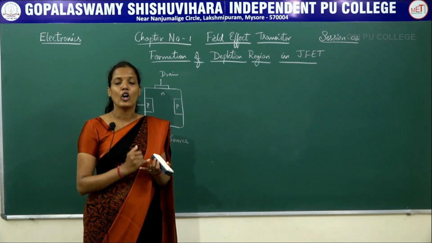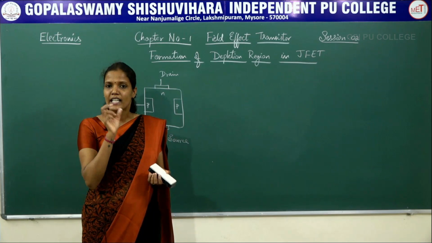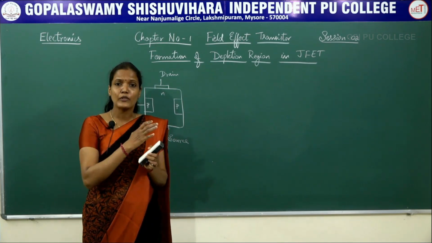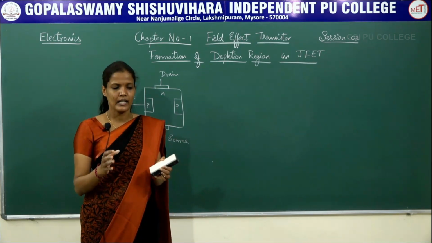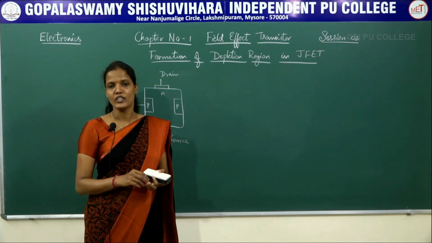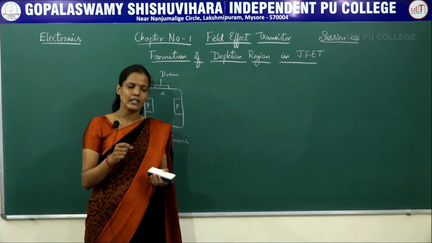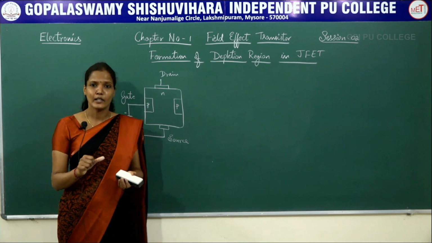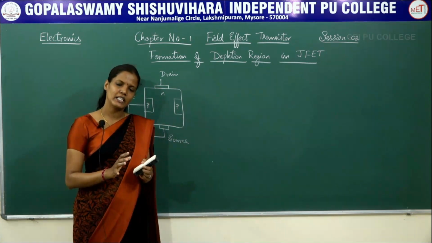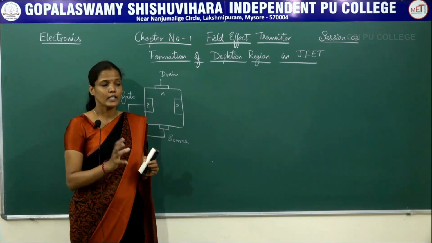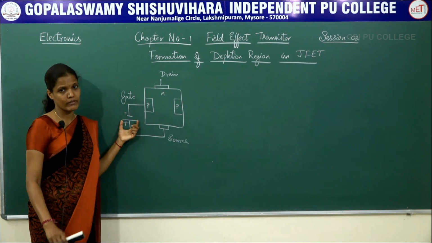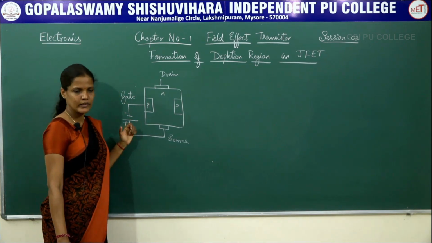Neither the holes nor the electrons are present in that particular region. That region is free from the free charge carriers. That region is depleted of the charge carriers. In the first year we have already studied this depletion region. The width of the depletion region depends completely upon the biasing we apply, whether I have connected the forward bias or the reverse bias.